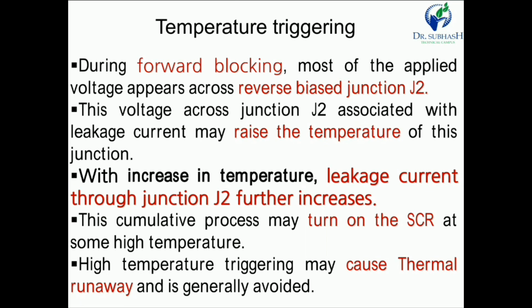In a cumulative process, this may turn on the SCR at some high temperature. If the temperature suddenly increases or decreases, the SCR becomes on, because J2 changes from reverse bias to forward bias. Temperature triggering may cause thermal runaway, and it is generally avoided. Because of some defect or noise, the thermal runaway process occurs, and it permanently damages the SCR. So temperature triggering is also not a suitable SCR triggering method.